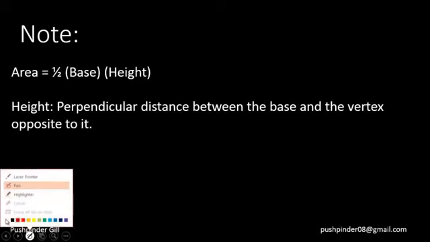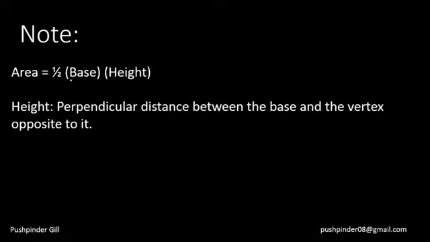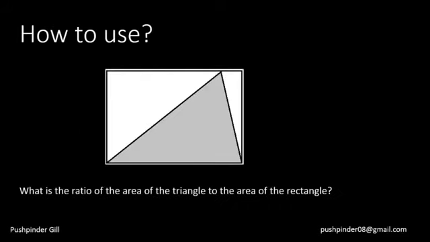Let's get to another property, which says that area is equal to half into base into height, and height is the perpendicular distance between the base and the vertex opposite to it. Now this might seem to be a very simple property. Almost every one of you watching the video right now would be knowing, oh yeah, I know that area equals half base into height, but it's very important and very critical to use that when the right time comes. Let me show you one example. Let's suppose he's asking you the ratio of the area of the triangle to the area of the rectangle.